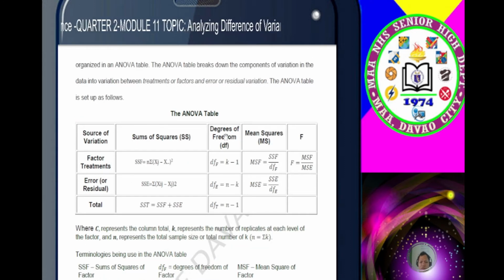This is the ANOVA table. We have these 5 columns here. First is the source of variation, then sum of squares, degrees of freedom, then mean squares, then the F, or the result of the ANOVA statistic. For the sources of variation, we have the factor or treatments, error or residual, then the total. Then for sum of squares, these are the formulas to use. I'll just have you familiarize with these formulas. This is for the factors, then the errors, then the total. For the total, you just add these two values. The formulas will be illustrated later on how to use them.